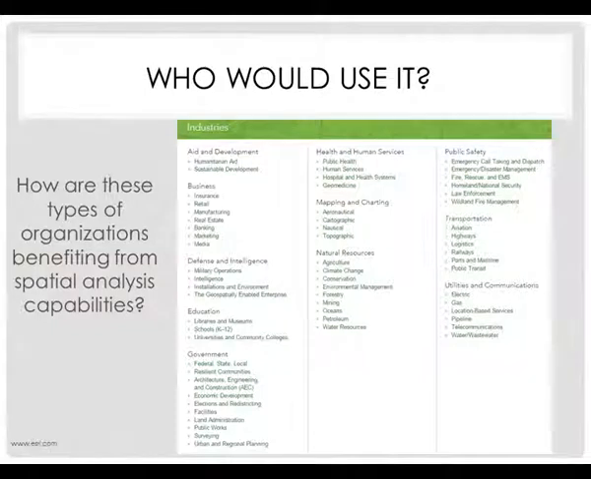Well, we have a lot of different industries shown on this diagram, and I won't get into detail about each one, but we basically can see that there are all kinds of applications: aid and development, business, defense and intelligence, education, government, health and human services, mapping and charting, natural resources, public safety, transportation, and utilities and communications. And in each case, we can come up with tangible benefits of looking at the world from a spatial perspective and integrating these technologies into our use of this data.